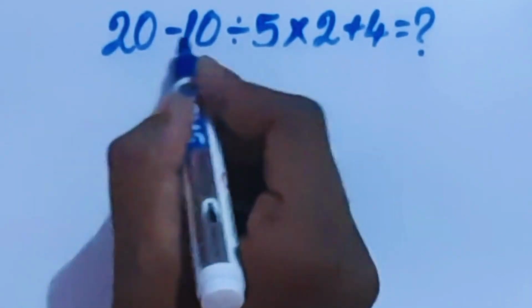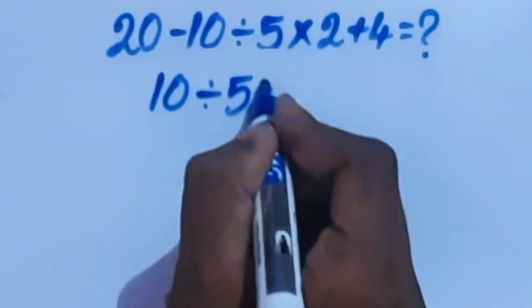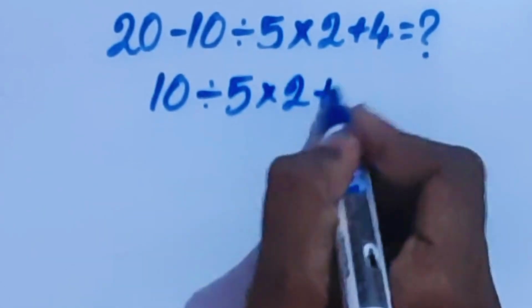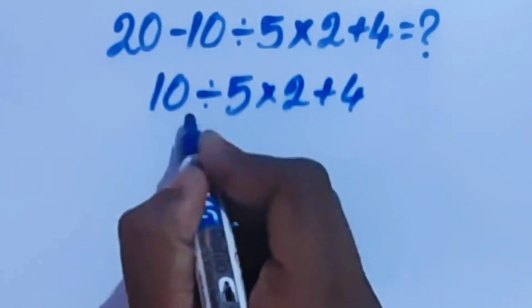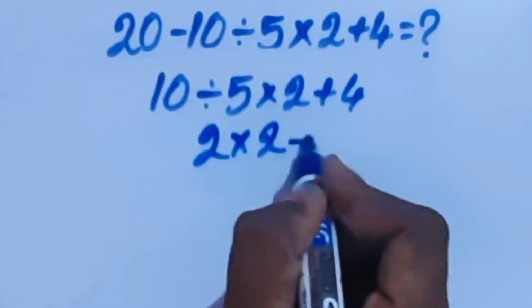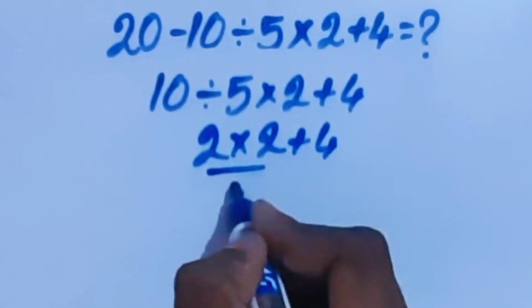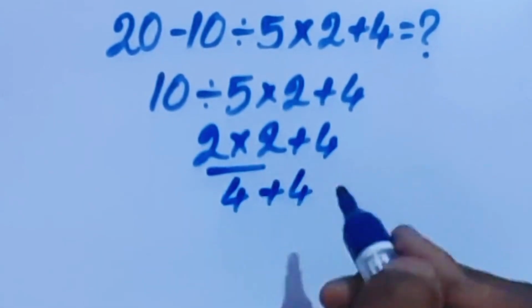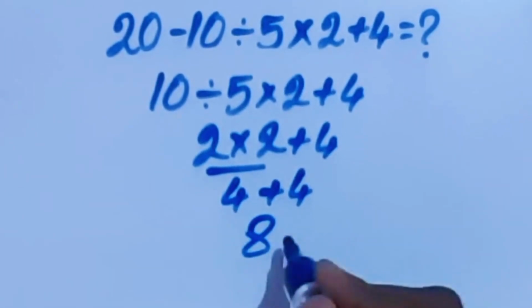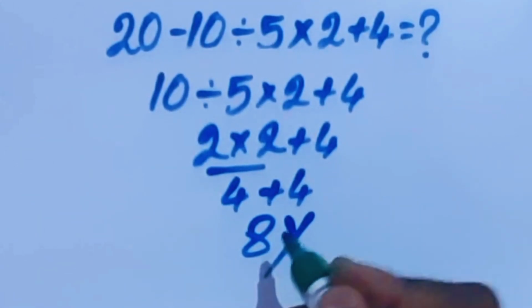Hi guys, here 20 minus 10 is 10, divided by 5 is 2, times 2 is 4, plus 4 is 8. Here 10 divided by 5 is 2, times 2 plus 4. Here 2 times 2 is 4, plus 4. Here 4 plus 4 is 8, which is the wrong answer. As per the order of operations, this 8 is the wrong answer.